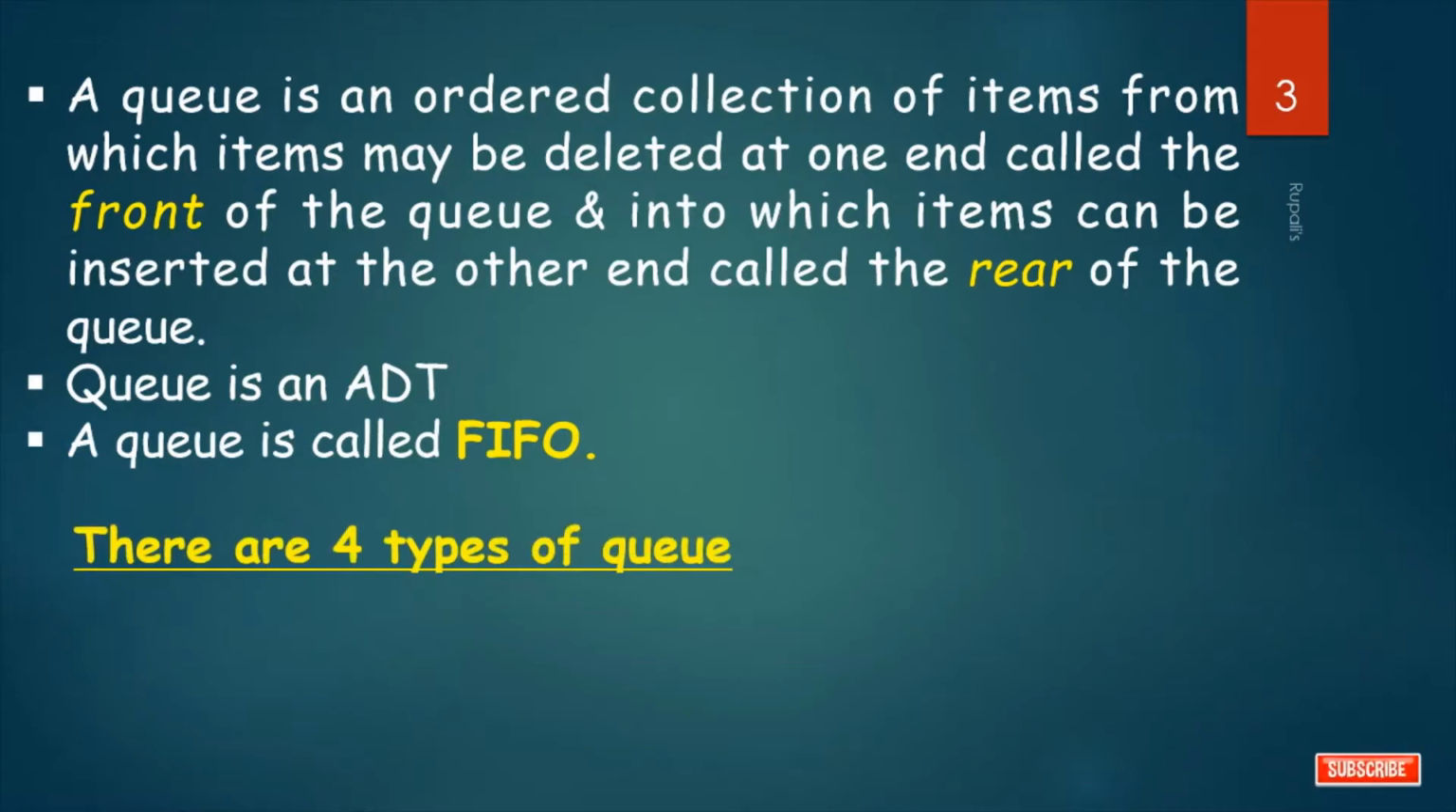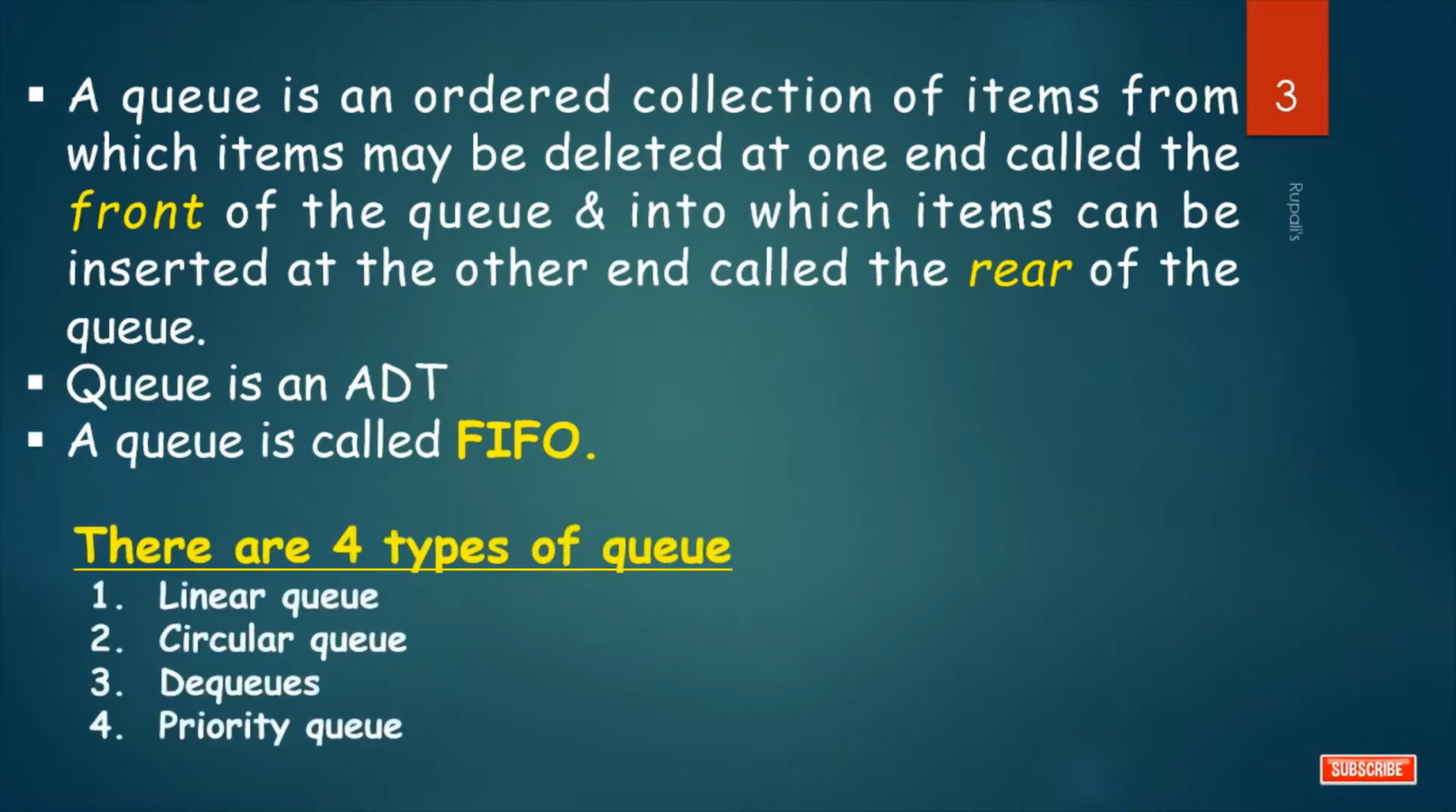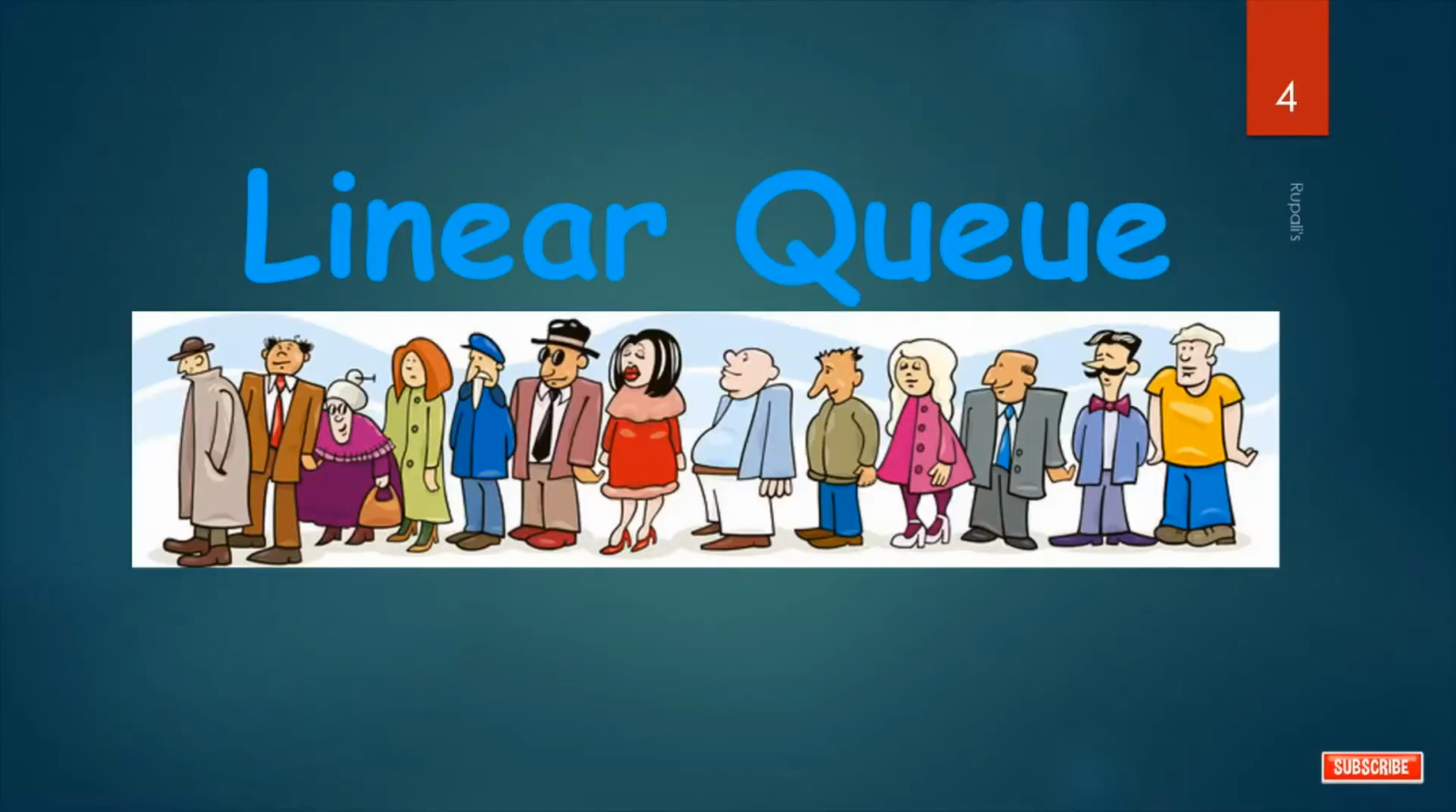There are mainly four types of queue: linear queue, circular queue, D queues and priority queues. We will learn each and every queue in a separate video. Today we will learn linear queue.